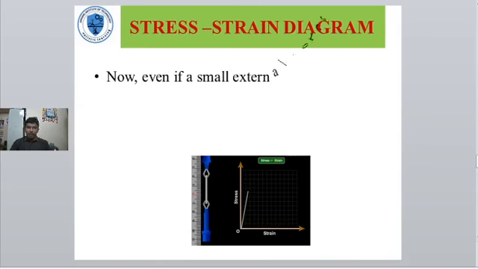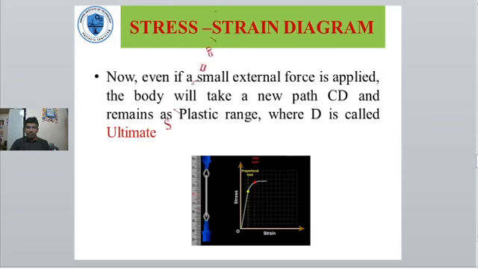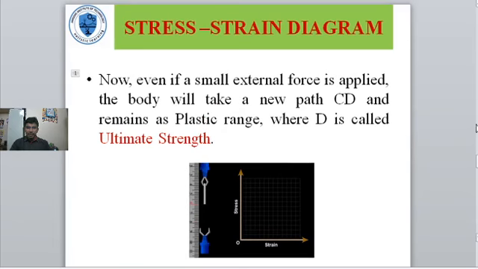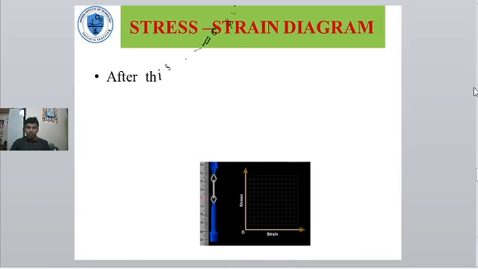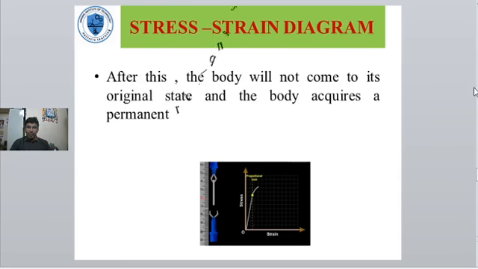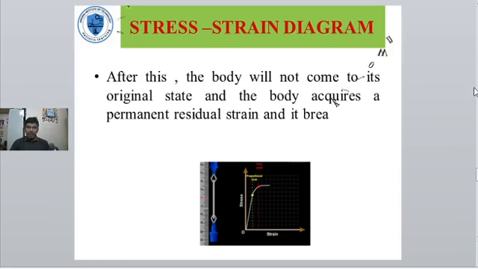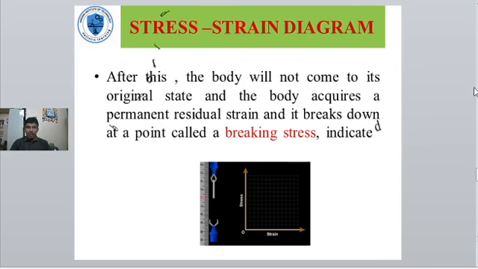Now, even if a small external force is applied, the body will take a new path CD and remain in the plastic range, where D is called the ultimate strength. After this, the body will not come to its original state and the body acquires a permanent residual strain and it breaks down at a point called the breaking stress, indicated by the dotted line EF.